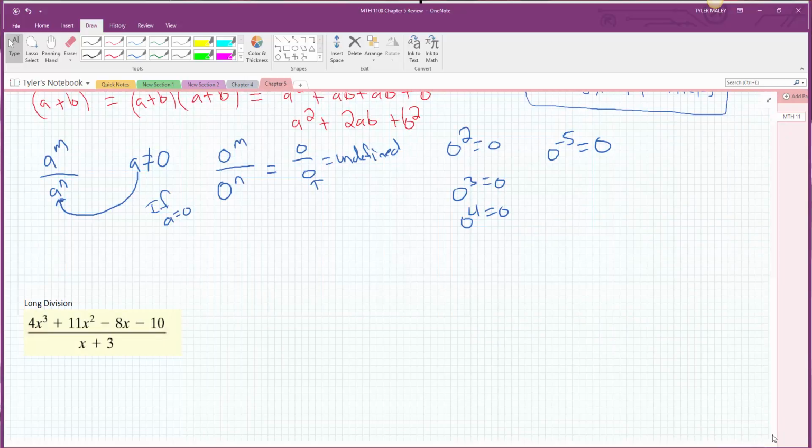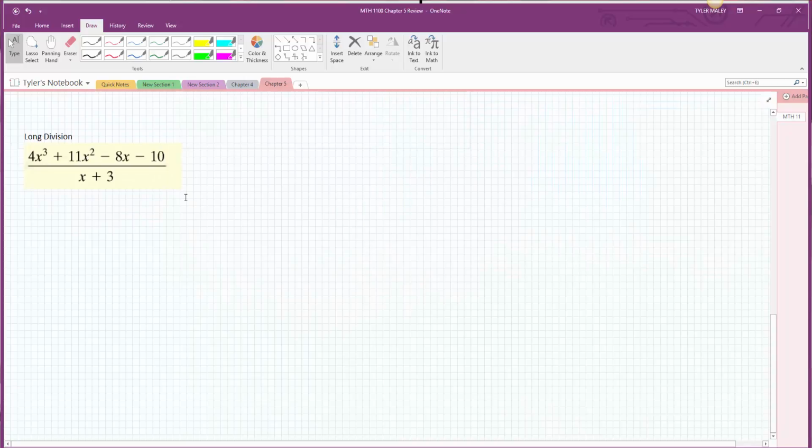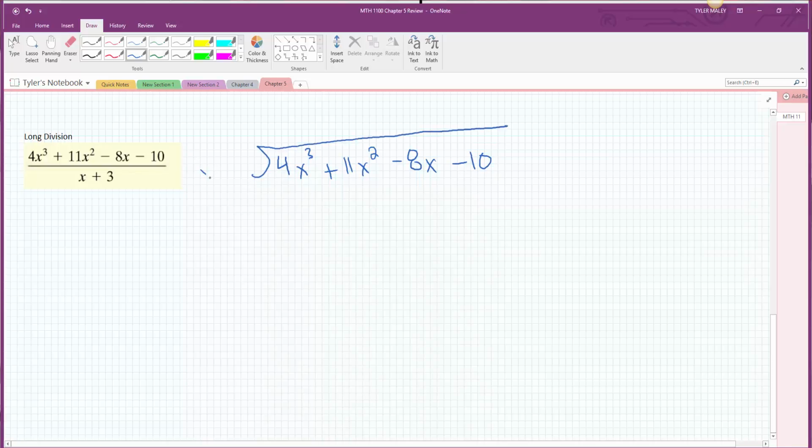All right, so then the next item here is a long division. So I'll work this through. So we have 4x cubed plus 11x squared minus 8x minus 10. Whoops, I said 10, but I wrote 18. Sorry about that. Minus 10. And then I want to divide this by x plus 3.